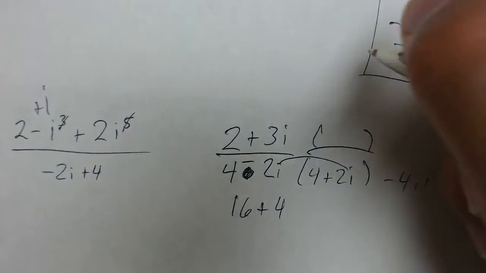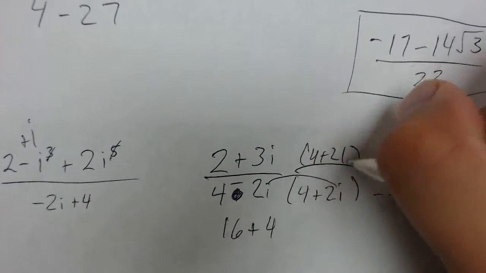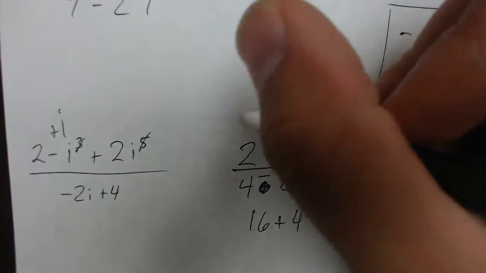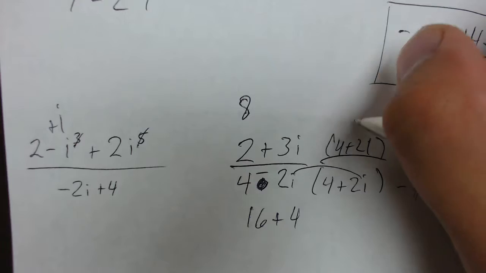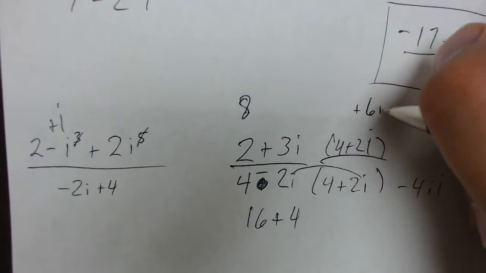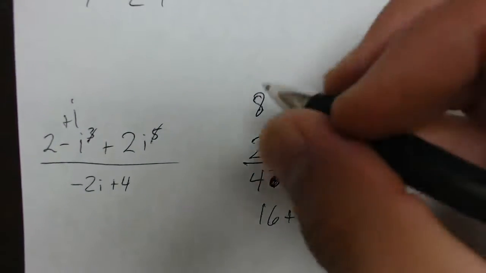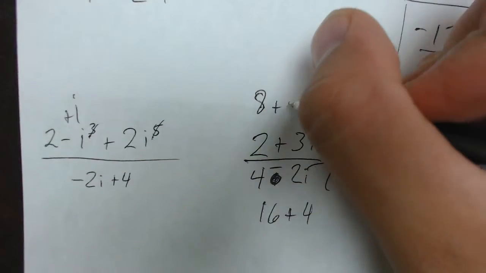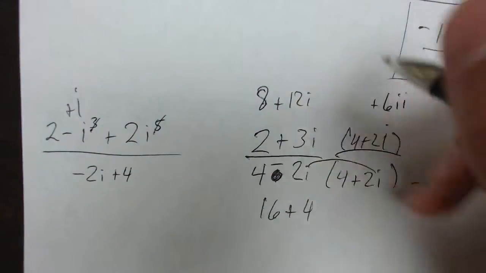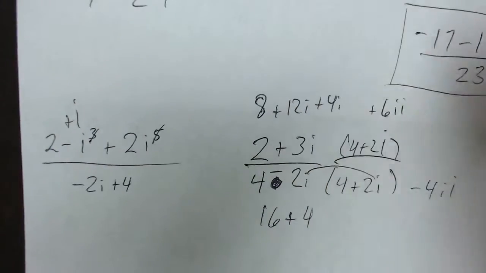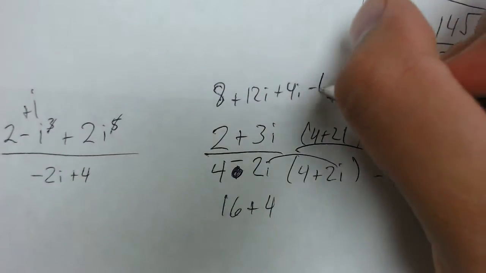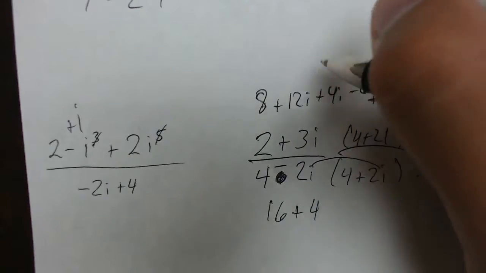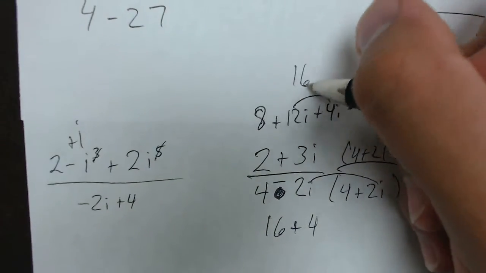Now for the numerator, I multiply by 4 plus 2i. 4 times 2 is going to give me 8. 3i times 2i is going to give me plus 6 i squared. In the middle, I'm going to have plus 12i and then plus 4i. So this plus 6 i squared is going to become a negative 6, and then the 4i and the 12i will combine to become 16i.